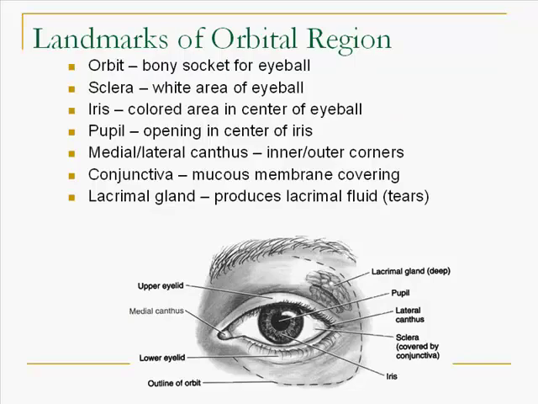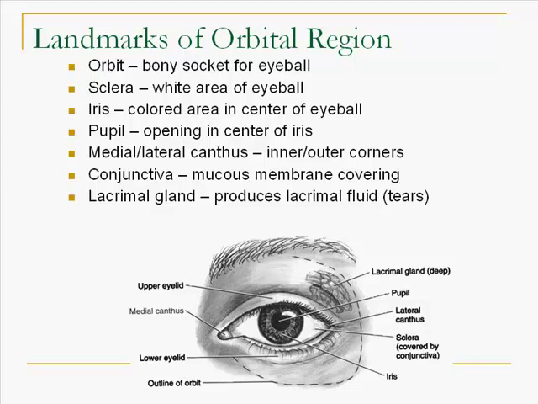Okay, when we think about the orbital region, think of orbit, think of circular. This is your eye. This is the socket. So you should know the different areas of the eye. The iris is obviously the color of your eye. Pupil, the opening in the center of the iris. An important landmark, again, is the medial and lateral canthus, the inner and outer corners of the eye.